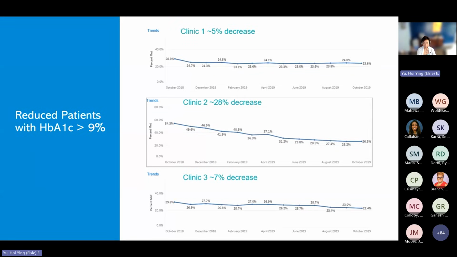So the result was pretty dramatic. With the launch of that collaborative effort, we were able to see a reduction of patients with high HbA1c, showing you in the graph an example of three clinics. The y-axis is showing you the percent of patients with HbA1c greater than 9. So you can see that in all cases, we were able to bring that percentage down. And you can see that the result was really dramatic in clinic number 2, where it was reduced from 54.3% to 26.3%.